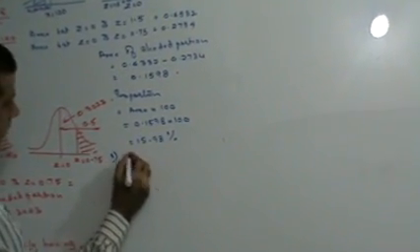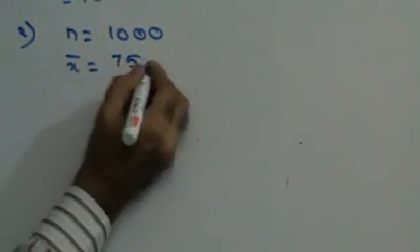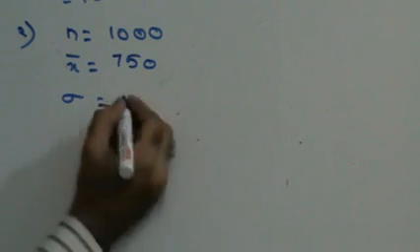Let's see this. They give you the income distribution of 1,000 people, so n, the number of people, is 1,000. The mean is found to be 750 and the standard deviation is found to be 50. Now the first part of the question: what is the percentage of this group that has income exceeding 660?